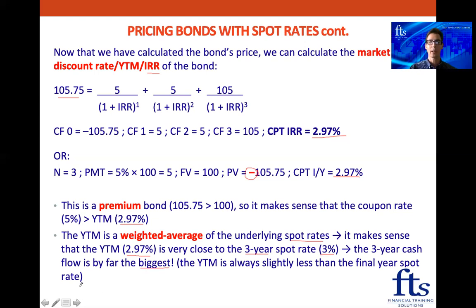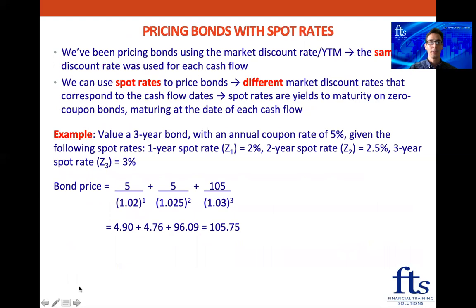So if we just go back quickly and double check that. It's going to be a weighted average of these, the 2%, the 2.5%, and the 3%. But because it's a weighted average and the 3-year rate has by far the biggest weight, the 105, it's going to be very close to 3%, but just a little bit less because 2 and 2.5% are less than 3. So it's going to bring this down a little bit to 2.97%.